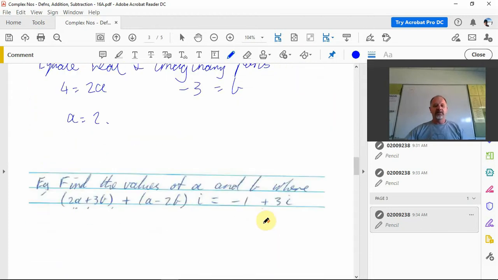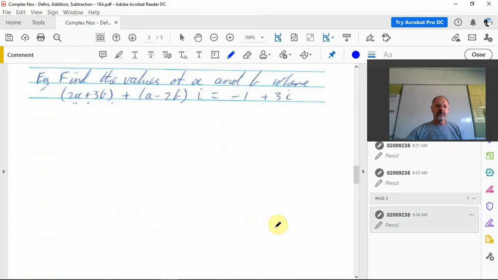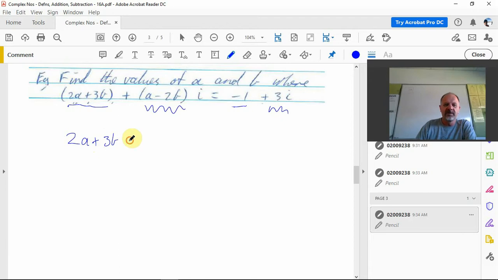All right, next. Same sort of idea here. Find the values of a and b where these two numbers are equal. So again, you're looking at equating the real parts and the imaginary parts, and then solving. So what do we know? We know from the real part, 2a plus 3b is -1. And from the imaginary part, we have a minus 2b equals 3.